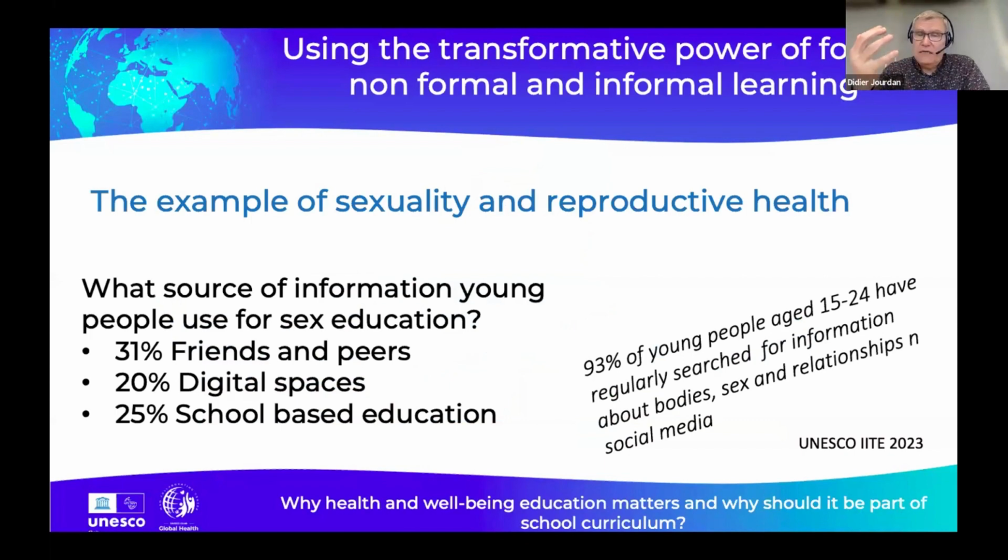But never forget that the sources of information about sexuality and reproductive health are, first of all, friends and peers, the digital spaces, and then schools. And we need to mobilize these three different sources of information to contribute to the health of children and young people, knowing that 93% of them, and this is the work of the UNESCO IITE, regularly search data about bodies, sex, and relationships in social media.